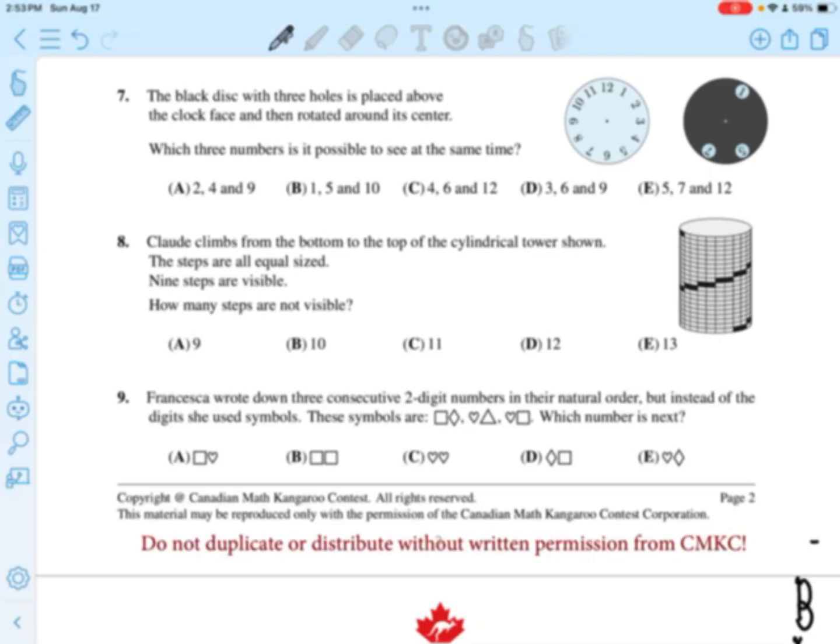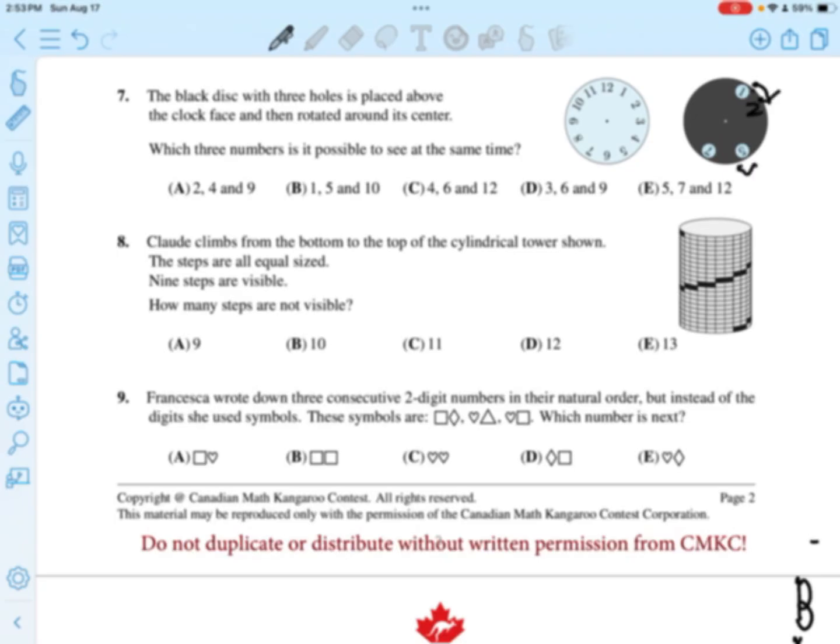Question 7 is, the black disc with 3 holes is placed above the clock face and rotated around its center. Which 3 numbers is it possible to see at the same time? Let's first look at A. So, in A, it shows 2. So let's move this 1 space, because 2 is supposed to be here.